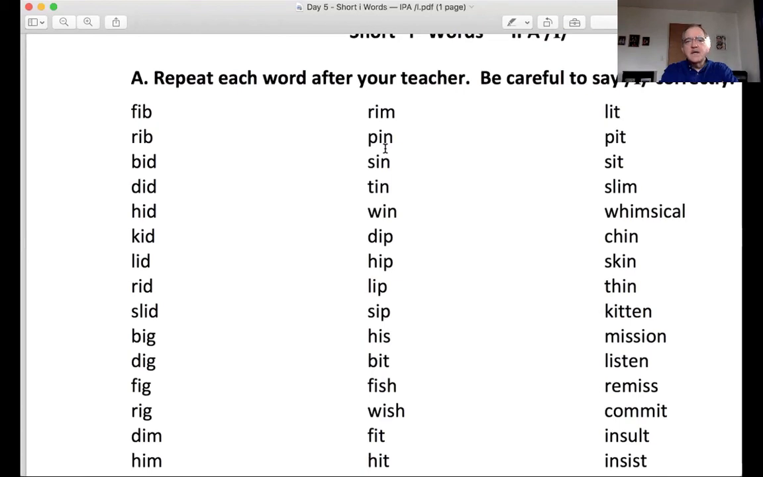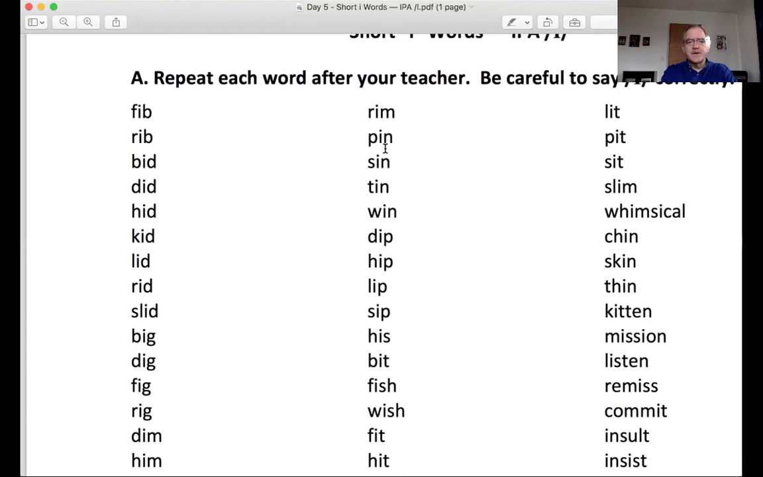Pin, sin, tin, win. Now, many foreigners who don't speak English well, they don't say win, they say ween. I ween the prize, but ween is a very strange word and it has a different meaning. Don't use the word ween here. I win. Dip. Hip.